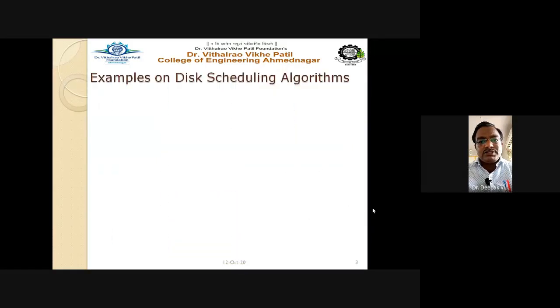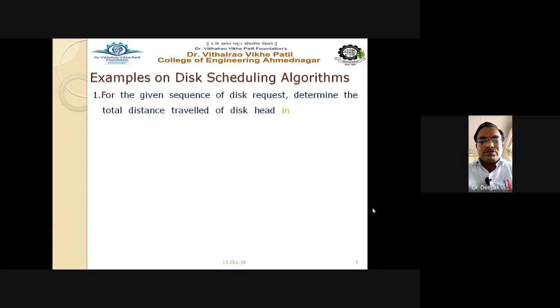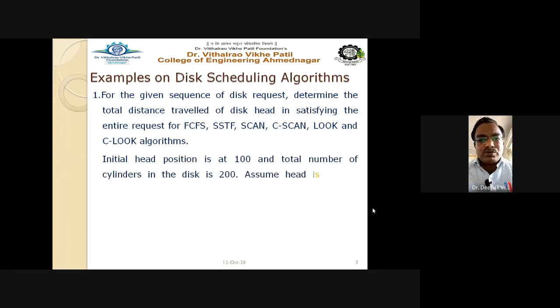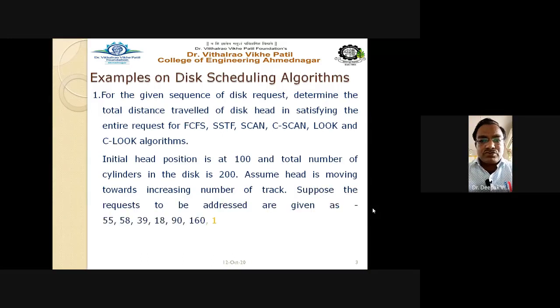C-LOOK is the circular look algorithm. It works exactly like the look algorithm. In this case also, the head will not move to the extreme ends, but will move only up to the last request, and then it will reverse the direction. But while traversing the reverse path, it will not service any request.